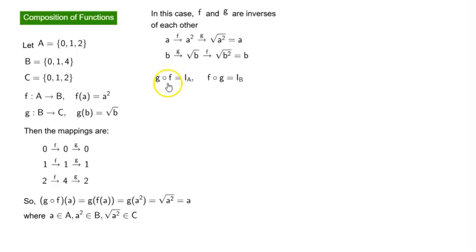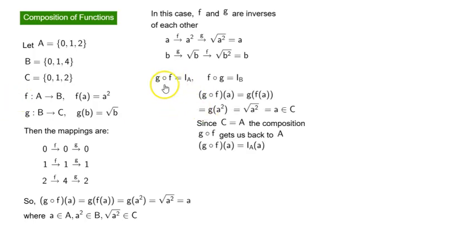Now g of f is equal to I sub A, the identity on set A. The composition of this is the identity on A. Similarly, f of g is equal to I sub B. Now, how does this work out? Okay, let's take it one by one.